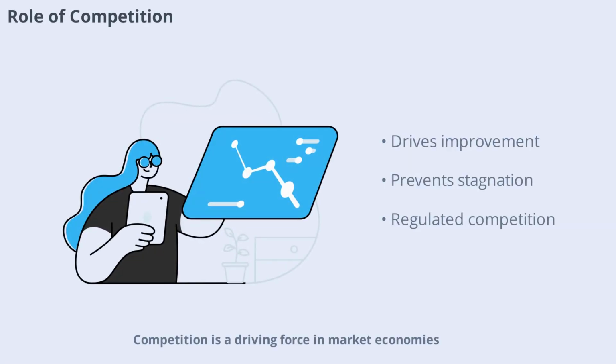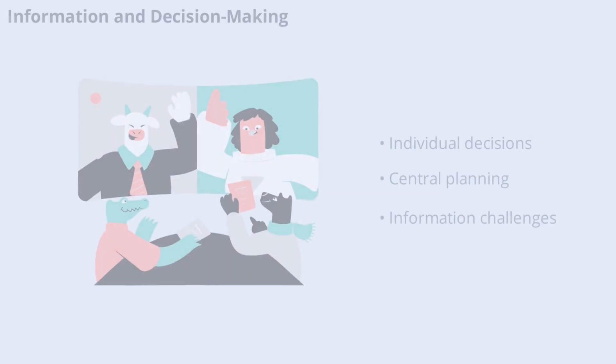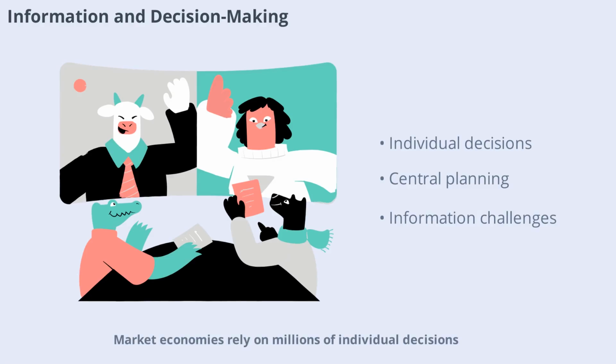Competition is a driving force in market economies. It pushes businesses to improve quality, lower prices, and innovate. In command economies, the lack of competition can lead to inefficiency and stagnation. Mixed economies encourage competition but regulate it to prevent abuses. Market economies rely on millions of individual decisions, guided by prices and information.